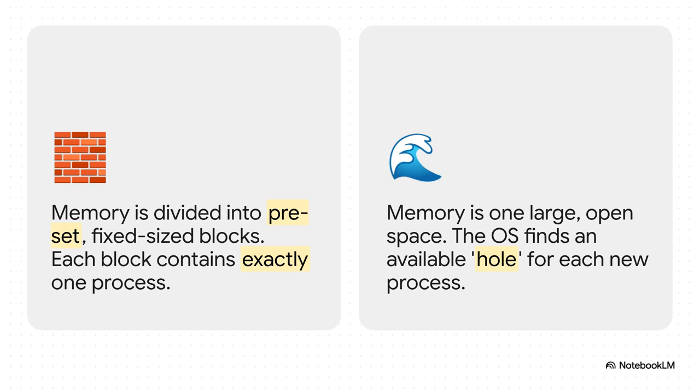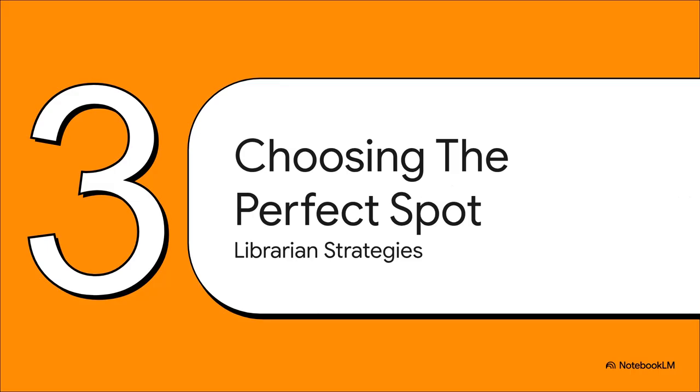On the other hand, we have variable size partitions. Here, the shelf is just one long open space, and the OS finds an empty hole that's just the right size for each new program. This is way more flexible. So let's stick with that more flexible, variable size approach.